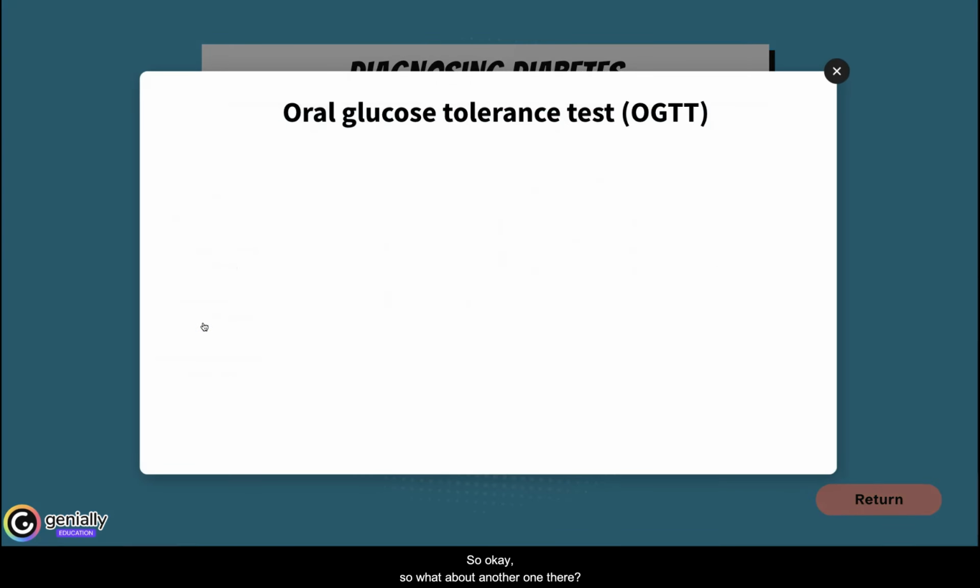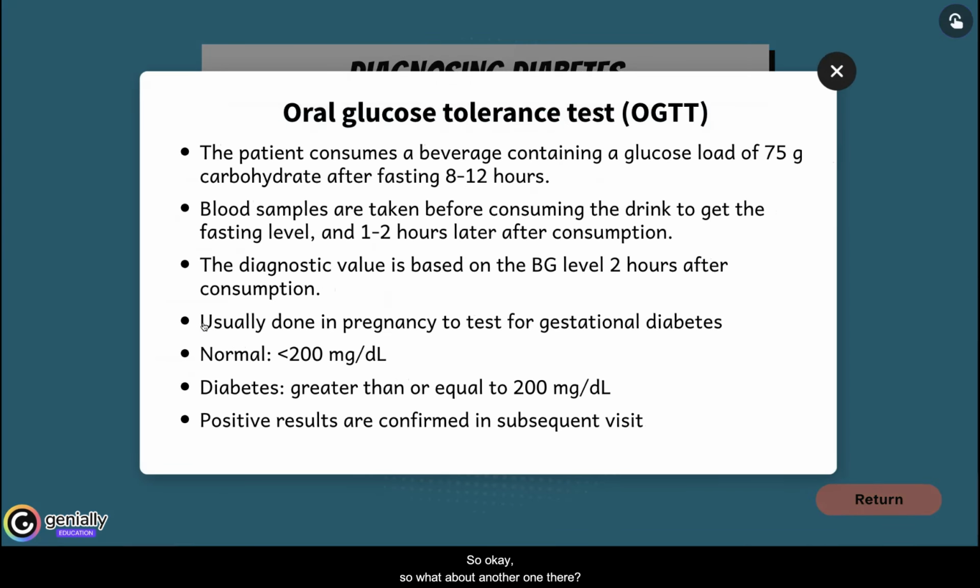So what about another one? This is another test we do to check for diabetes, right? Now remember, we're trying to diagnose diabetes here, which the doctor orders in order for the patient to get diagnosed. We did the HbA1c, we did the fasting blood sugar. Now the oral glucose tolerance test, it's also called a 2-hour postprandial test as well.